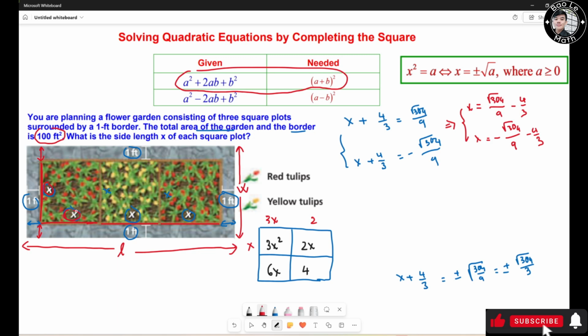Now we look at this one right here because s is the side length, so s must be greater than 0, right? So this one is less than 0, so this is not a solution, right? Now we only have one solution right here. S equals square root of 304 over 9 minus 4 over 3. And if you hit the calculator, the answer must be approximately 4.48 feet.